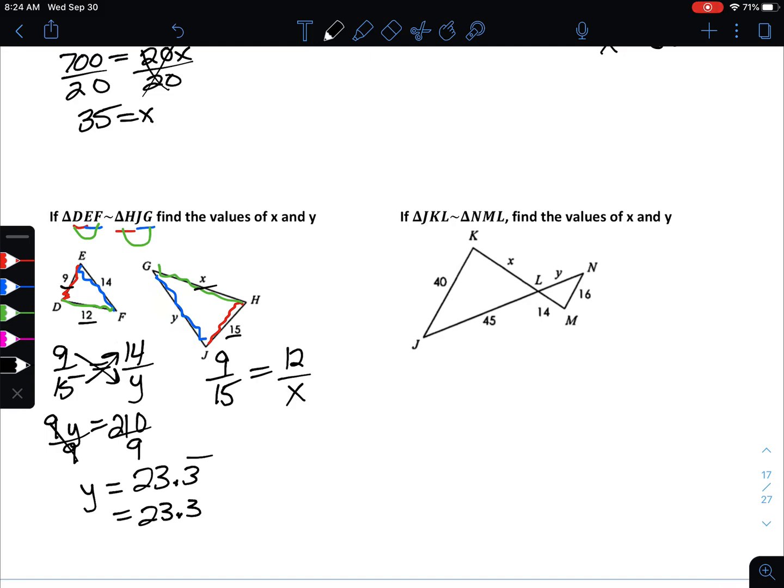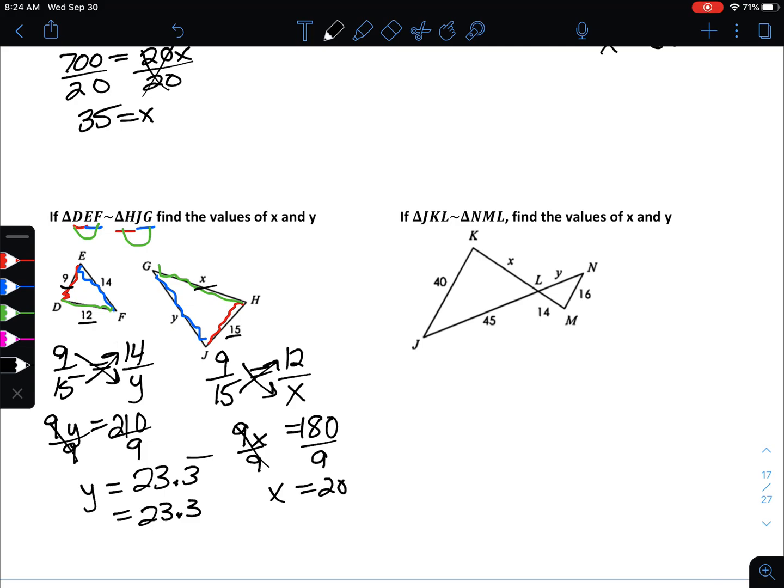So now we've got our proportion set up. We can solve. Take 9 multiplied by x is 9x. Take 15 multiplied by 12 is 180. This time, when you divide by 9, you're not going to end up with any decimals. You're actually going to end up with x being equal to 20.